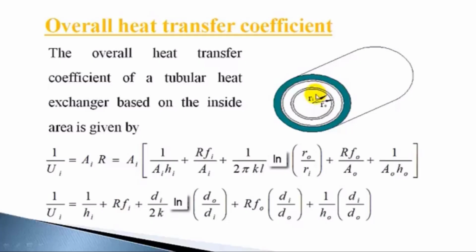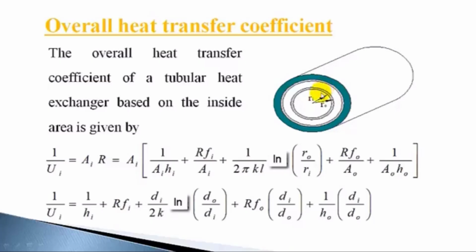Initially heat flows from the fluid to the surface by convection, and through the heat exchanger wall, heat crosses by conduction, and from the outer surface heat flows by convection. So heat is initially flowing by convection, then by conduction, and then again by convection. So this is a combined mode of heat transfer, and the easiest way to represent this heat flow is by the overall heat transfer coefficient U.